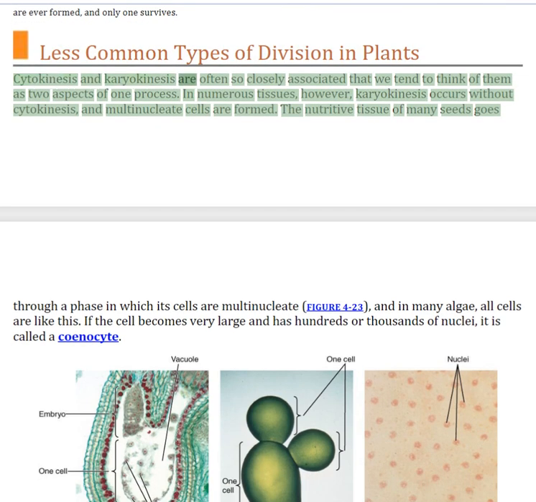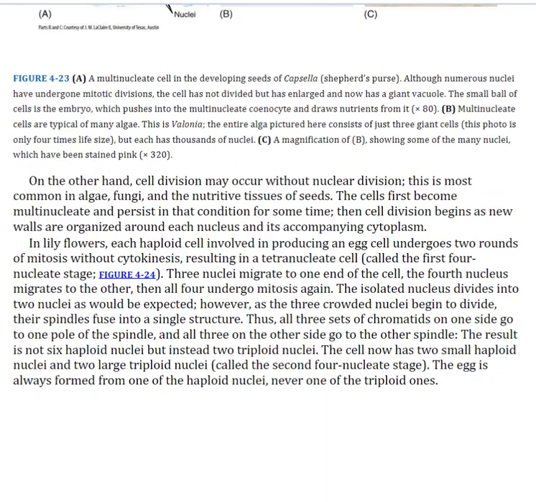Cytokinesis and karyokinesis are often so closely associated that we tend to think of them as two aspects of one process. In numerous tissues, however, karyokinesis occurs without cytokinesis, and multinucleate cells are formed. The nutritive tissue of many seeds goes through a phase in which its cells are multinucleate, and in many algae, all cells are like this. If the cell becomes very large and has hundreds or thousands of nuclei, it is called a coenocyte.